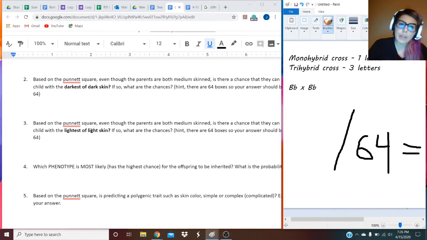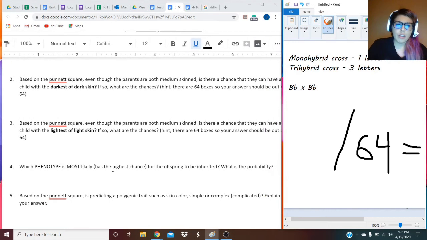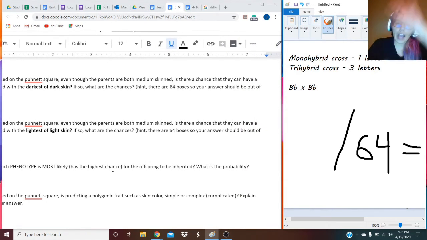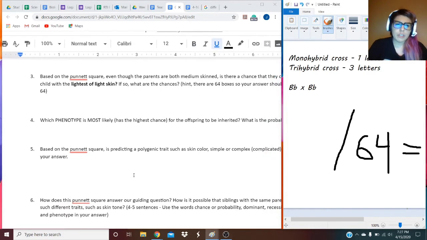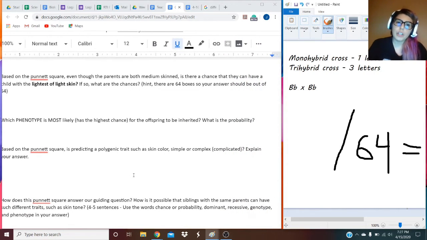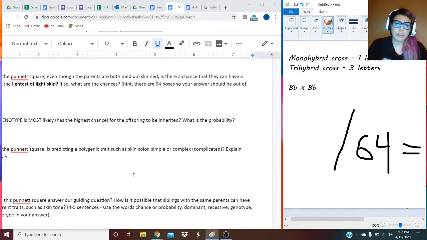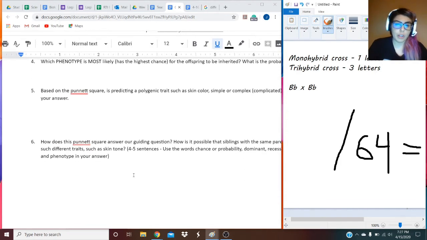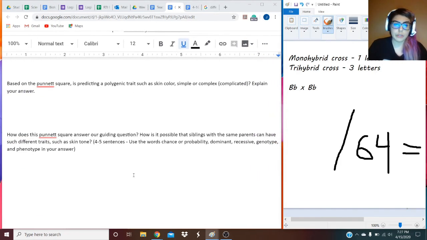Same thing for number 3, except now we're talking about the lightest of light skin. Number 4, which phenotype is most likely, meaning the highest probability? What is the probability that this child is going to be this particular phenotype? Again, phenotype, what am I physically possibly going to see from this offspring? Number 5, based on the Punnett square, is predicting a polygenic trait such as skin color simple or complex? I'm not even going to answer that, because I've already said the answer so many times.